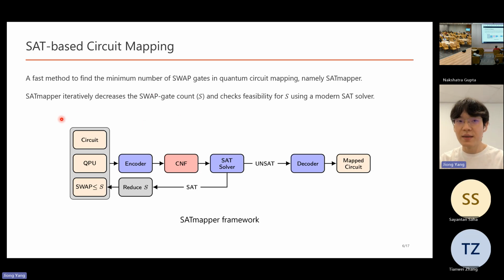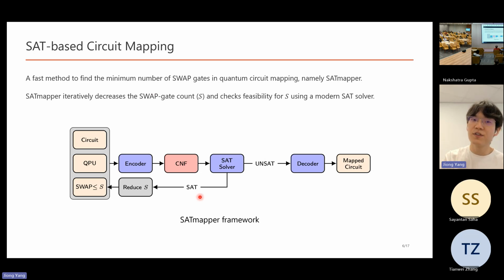Given 3 inputs: a quantum circuit, a quantum computer, for which we use QPU to denote a quantum computer, and an initial upper bound on the swap count. SATMapper encodes the circuit mapping problem into a SAT formula in CNF, and a SAT solver takes the CNF as input and checks the satisfiability. A satisfiable assignment means that there is a valid mapping that uses at most S swaps.